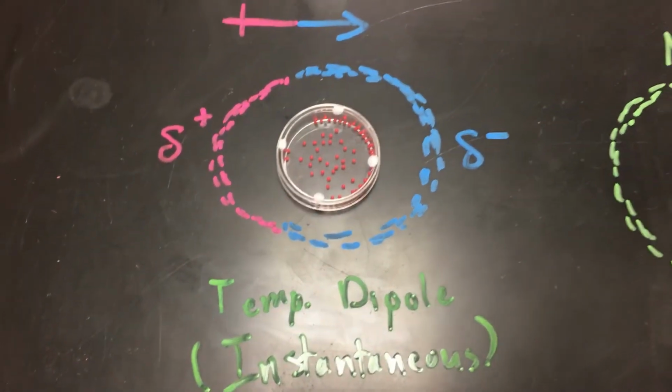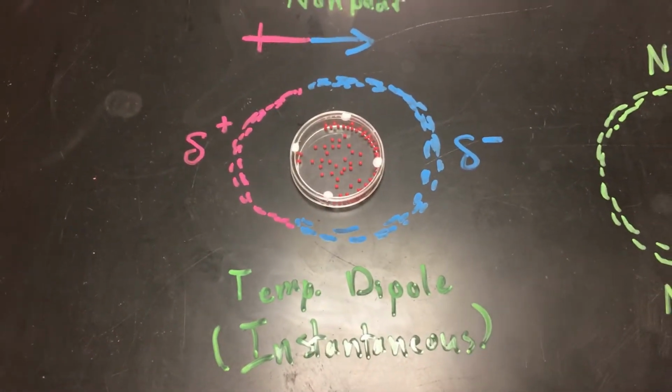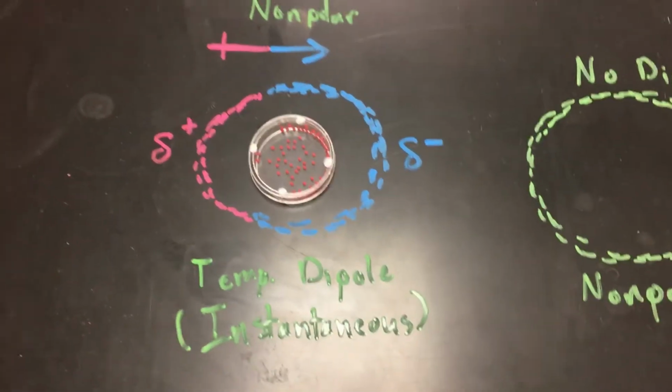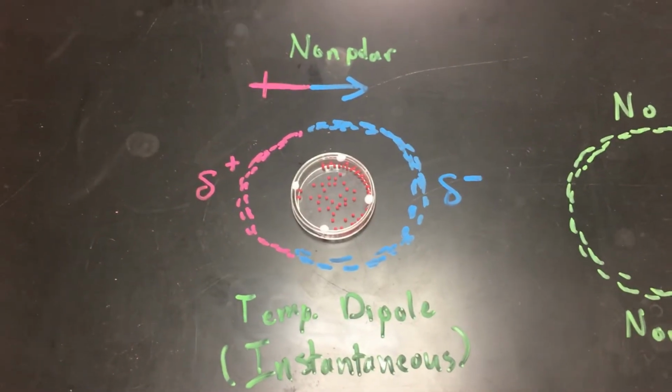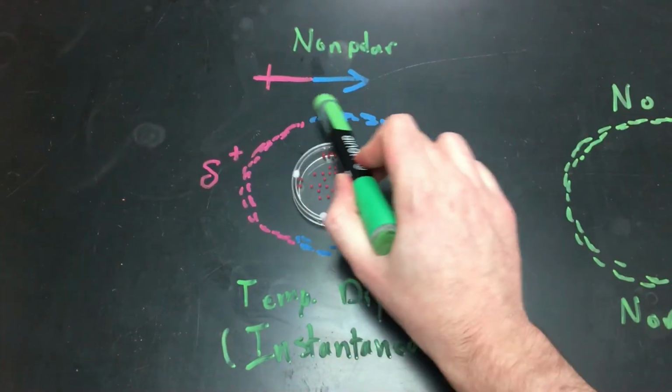So in an instant, in a moment, it's like, oops, we accidentally got a polarized electron cloud. That's now a little more partially negative on one side and a little more partially positive on the other side. We got our dipole arrow up here.